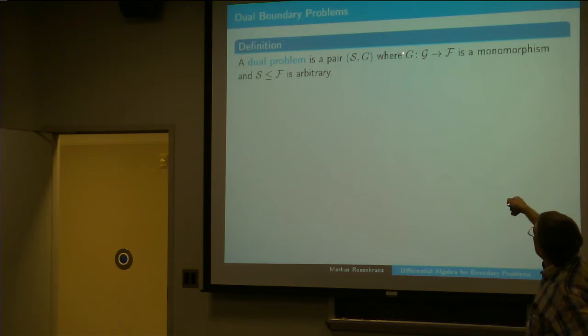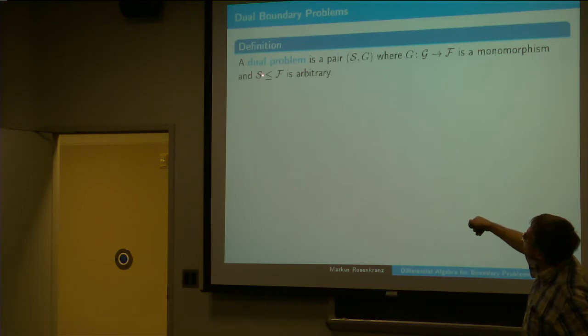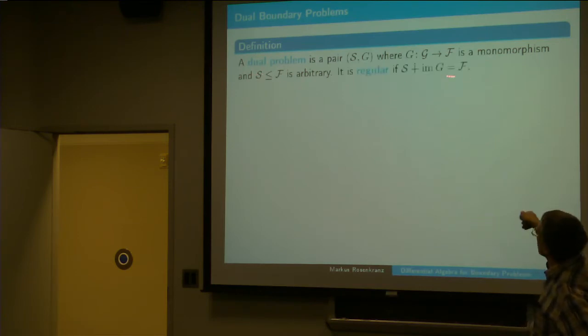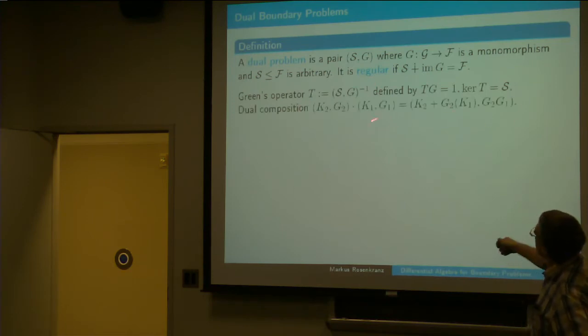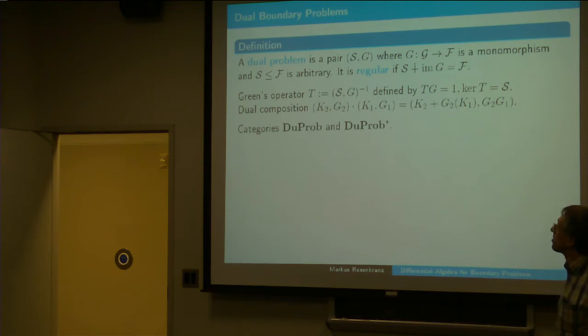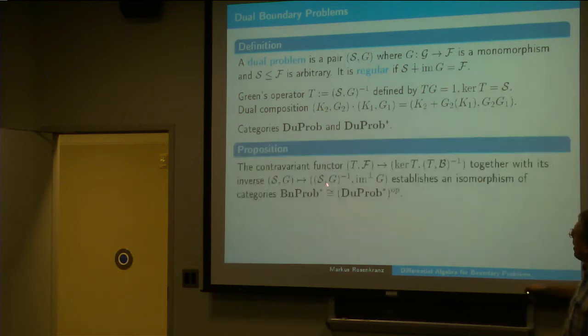I say, here G must be a monomorphism instead of an epimorphism, and the S is a subspace of the primal space rather than the dual space, and regularity is characterized by a similar condition. And now you can define the Green's operator of the dual problem by these conditions, and as you would expect, you can also define a composition of dual problems, and you get two categories again, and then the association that I showed you before, that you take a boundary problem and compute its Green's operator.